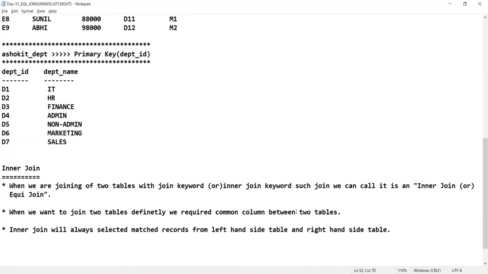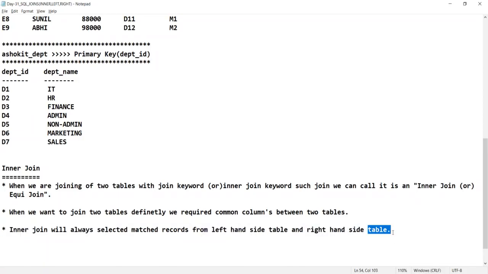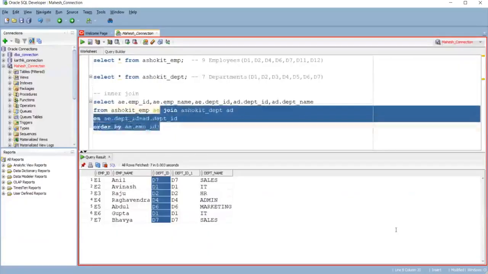Whenever you want to join the two tables, definitely we require common columns between the two tables. Otherwise, you cannot join the two tables, sir. Inner join always selects the matched records from the left hand side table and the right hand side table, sir. Right? Clear? So this is what the inner join is, sir.